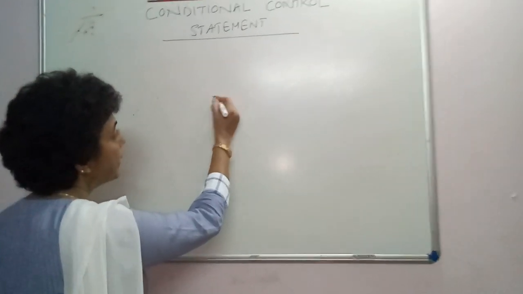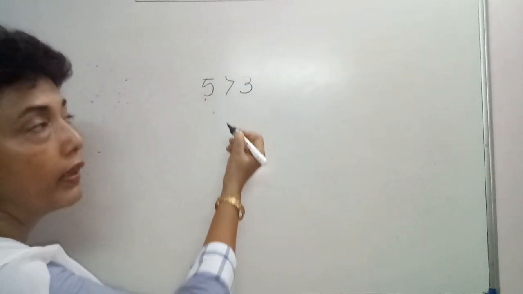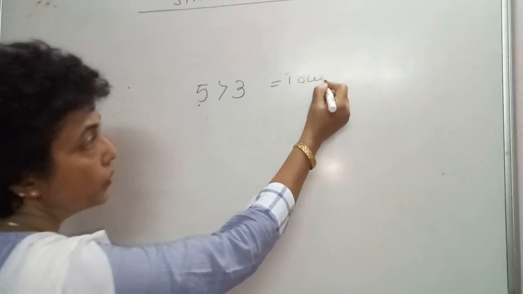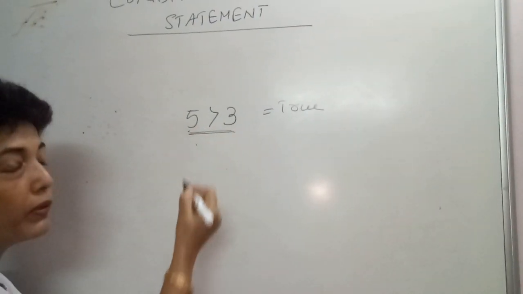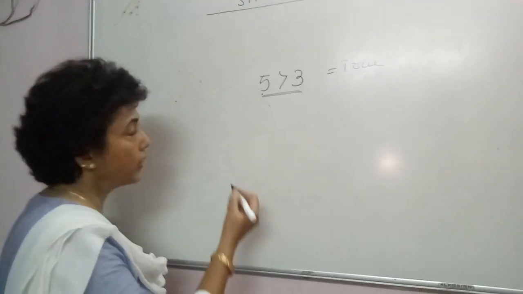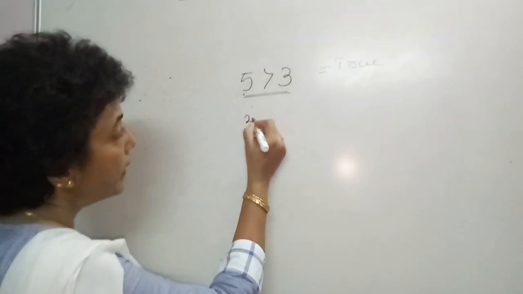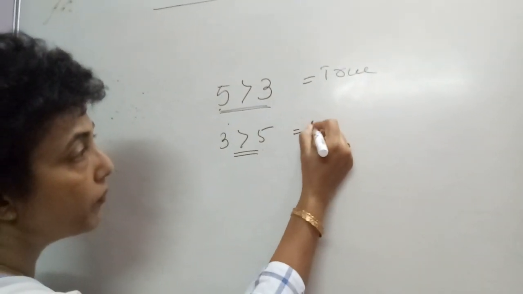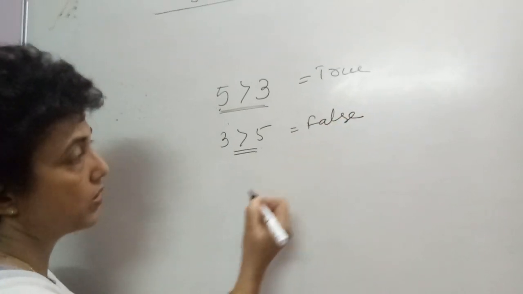For example, I write 5 greater than 3. Now this is a relational expression. The result is true. Now such type of relational expressions can be used as a condition in the program. For example, I write 3 greater than 5. This is also a relational expression, but for this the answer is false.